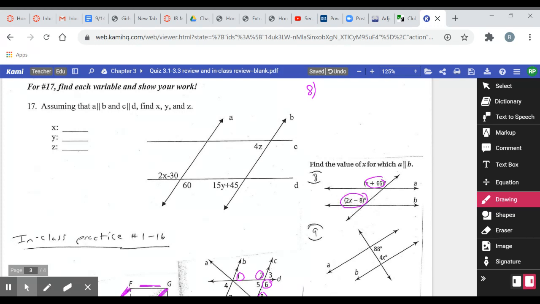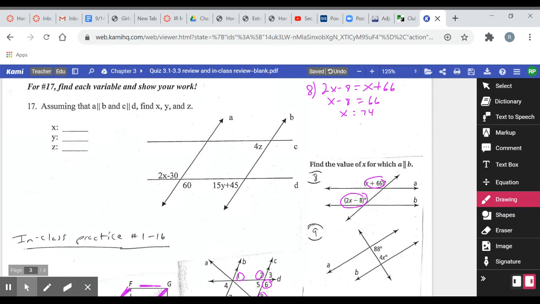Hopefully you're thinking corresponding. And then think, okay, if those lines are parallel, what do I know about corresponding angles? I'd say they're congruent to each other. So I can say 2x minus 8 is equal to x plus 66. And then you just need to solve for x. If I subtract x from both sides, I get x minus 8 is equal to 66. And if I add 8 to both sides, I get x is 74.